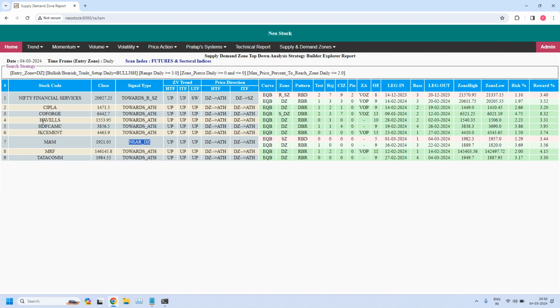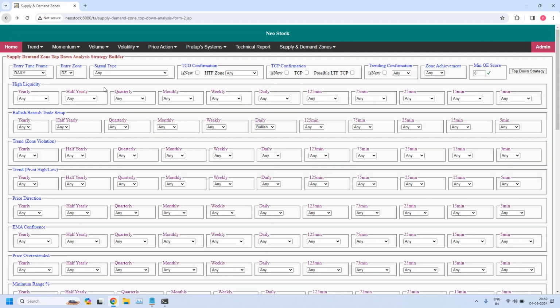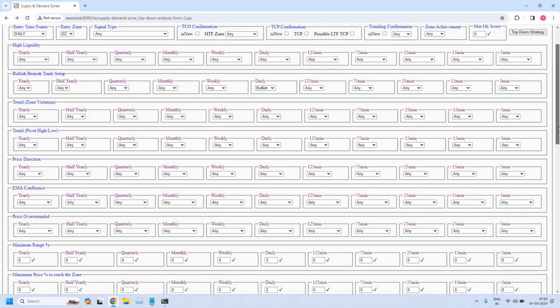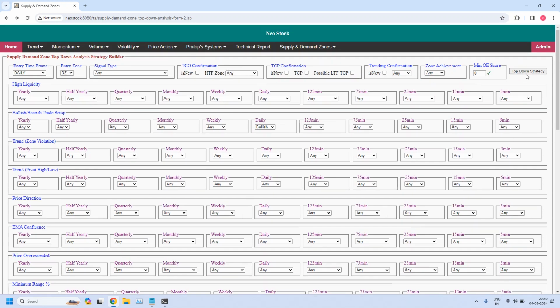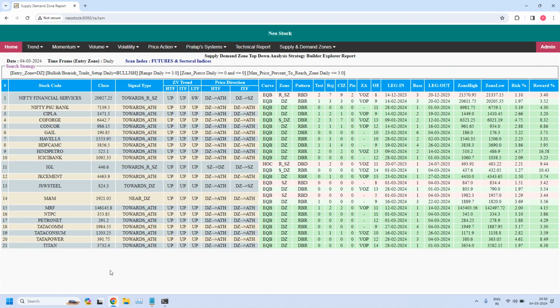Okay, now what we do, minimum within 3% to the zone. Within 3% means 3% close to the zone. Let us generate the report. That is the maximum price percent to reach the zone at daily. I am changing 2% to 3%. Now let us generate the report. Now 21 stocks are filtered.